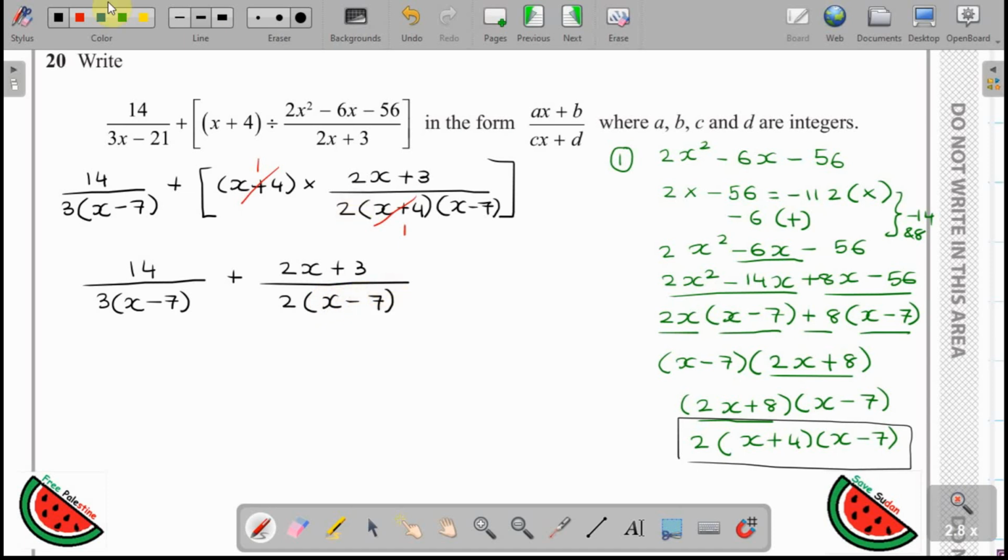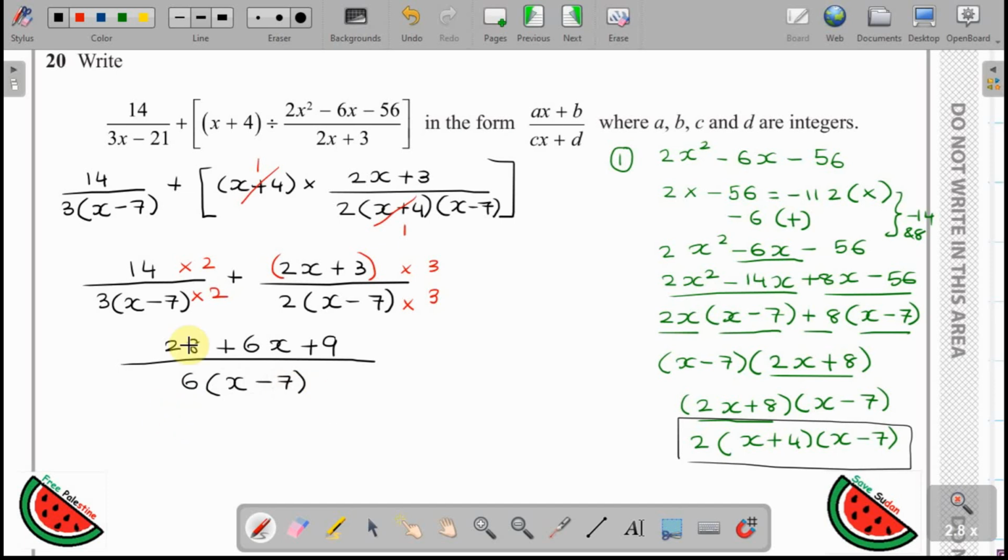Now to add fractions, the denominators need to be the same. The x minus 7 part is the same, but here I'm multiplying by 3, here I'm multiplying by 2. So to make them the same, I'm going to multiply this fraction top and bottom by 2. I'll put some brackets here because I've got more than one term. And I'm going to multiply top and bottom of this fraction here by 3. So I'm left with the following. I've got 28. I'm going to write it as one denominator, plus I'm going to expand this. 3 times 2x is 6x, 3 times 3 is 9, over, and then here I'll have 6 bracket x minus 7.